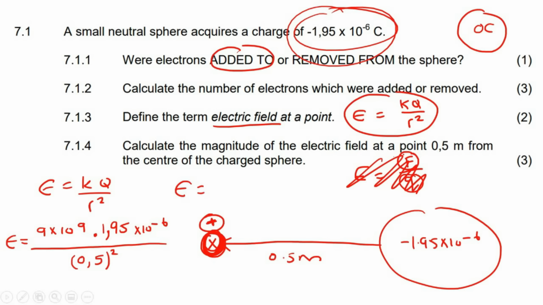If we work this out, we'll get 70,200 newton per coulomb. That is the unit of electric field. It's newton per coulomb. If you ever forget that, you can use this formula again. It's newton, because that's what force is, and then coulomb, because that's what charge is. So that can help you to remember that.